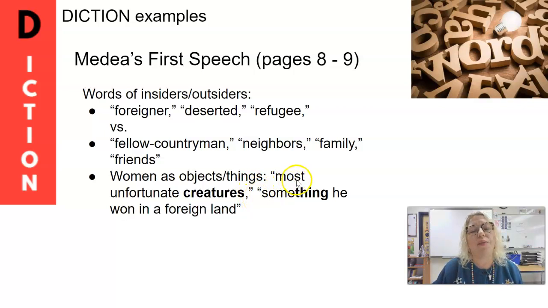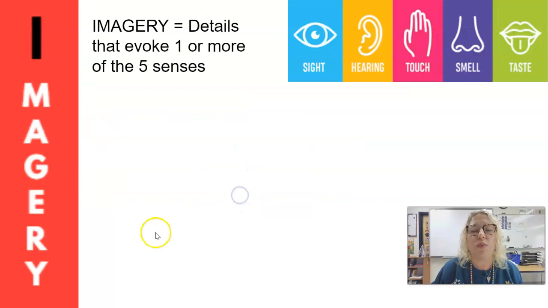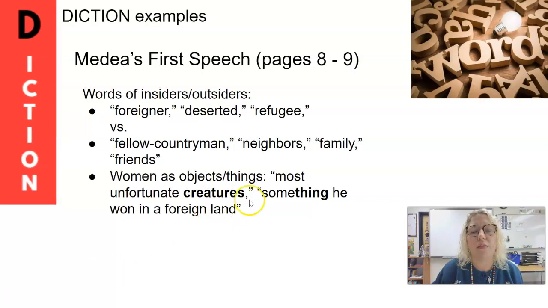She talks about women as most unfortunate creatures. So it doesn't sound like a human when you talk about a creature, right? It sounds more like an object or a thing. And on page 9, she says that she was something he won, talking about Jason, in a foreign land. So here she uses the word something instead of someone. When we look at words at that level, we're really analyzing diction. And this can lead to some interesting evaluation and interpretation.